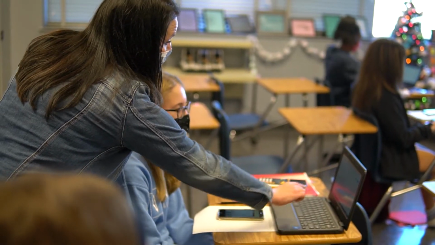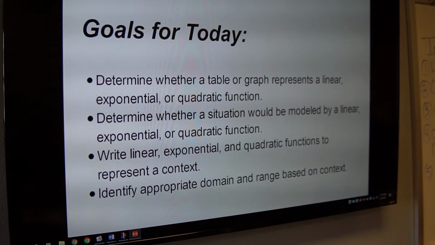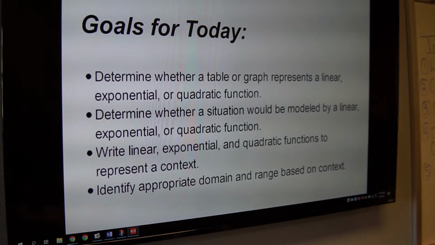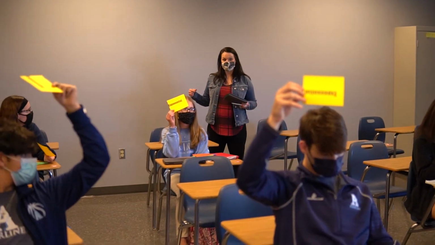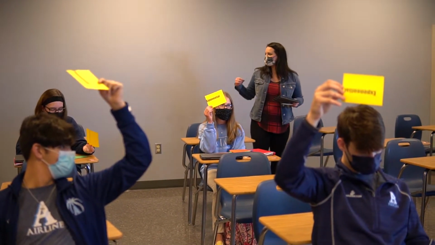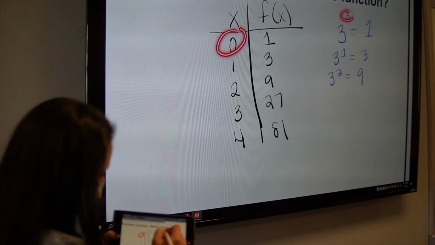This lesson is a review of the functions that we studied in the Springboard Algebra 1 curriculum in Units 2, 4, and 5. Their objectives for this lesson were to determine whether a table, a graph, or a context represented a linear, exponential, or quadratic function. They were also asked to write linear and exponential functions and identify the domain and range in a context.